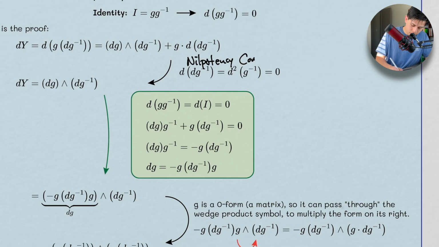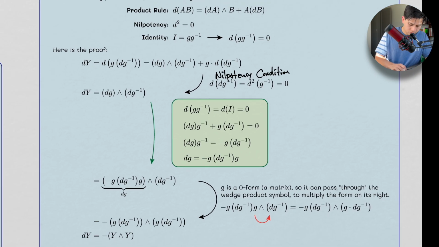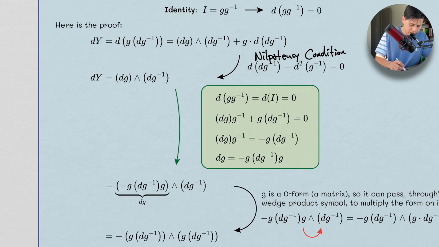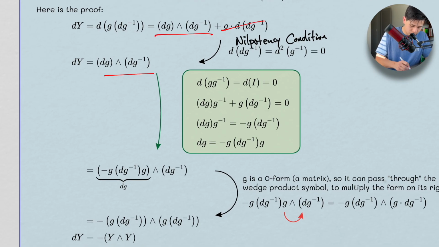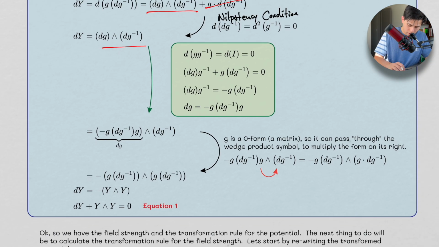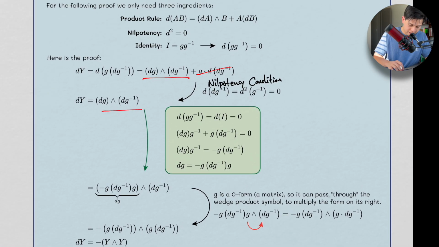Condition. All right. And then when we apply the nilpotency condition, we get this thing right here. Right, because this bit right here effectively goes away. And so we just get this, which is right here. All right, so now we're applying the identity, right?